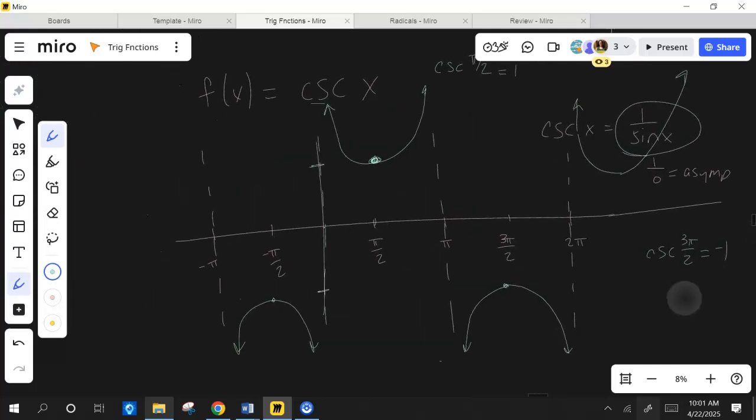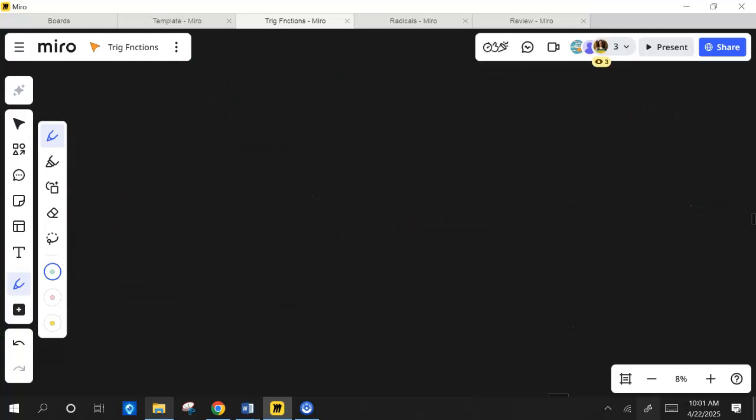The domain of this is going to be all real numbers, but you leave out every pi. That's the k pi thing. You don't have to worry about that right now. All right, so let's talk about secant. Parent graph, SEC. Secant. It's the flip of what? Cosine. Secant is 1 over cosine.